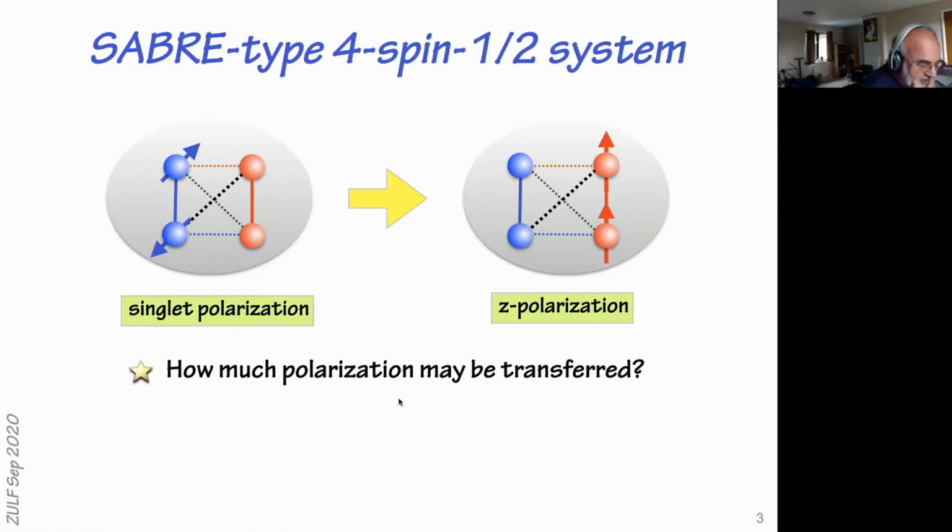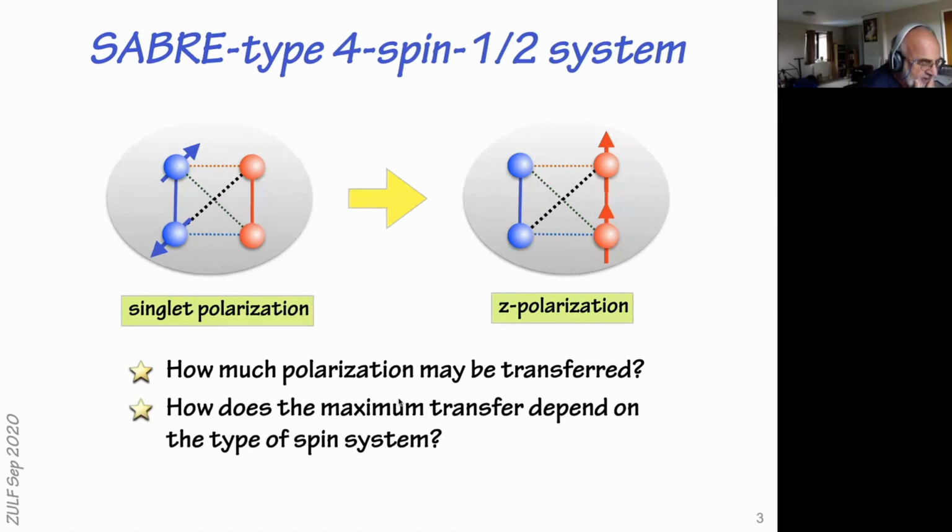So how much polarization can you actually in principle transfer over? And in particular, how does that depend on the type of spin system that one is dealing with? In particular, the network of J couplings. So if we're doing this in ZULF NMR, all we have is the J couplings. And the particular pattern of J couplings actually determines very strongly the answer to this question.